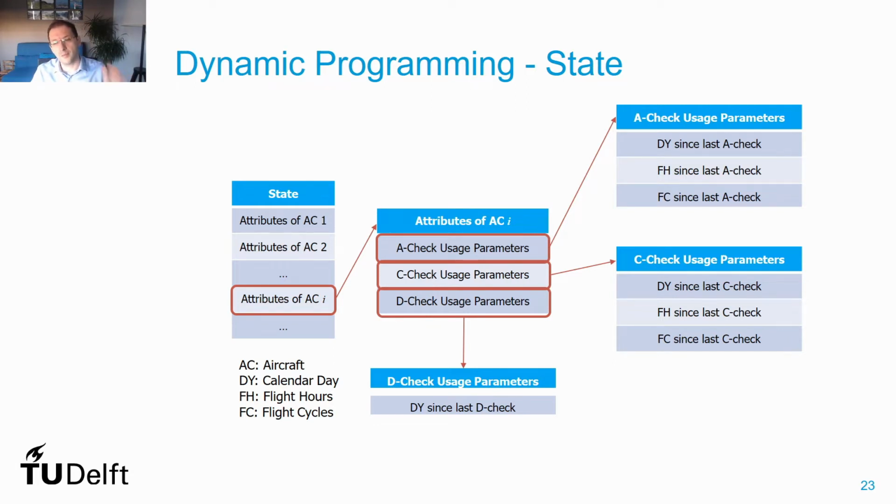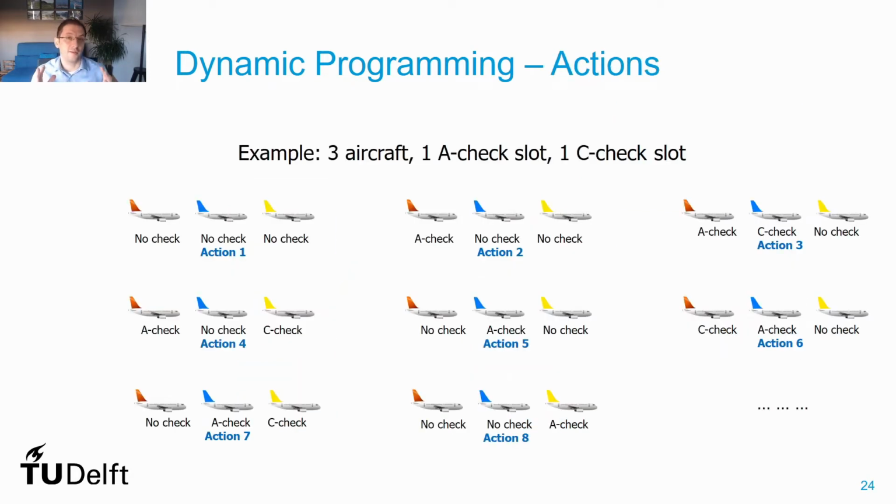So imagine the memory that we need to store all this information. The next step is to define the actions. So we are at a given stage, at a particular state in that stage. And we want to define which actions we have available.